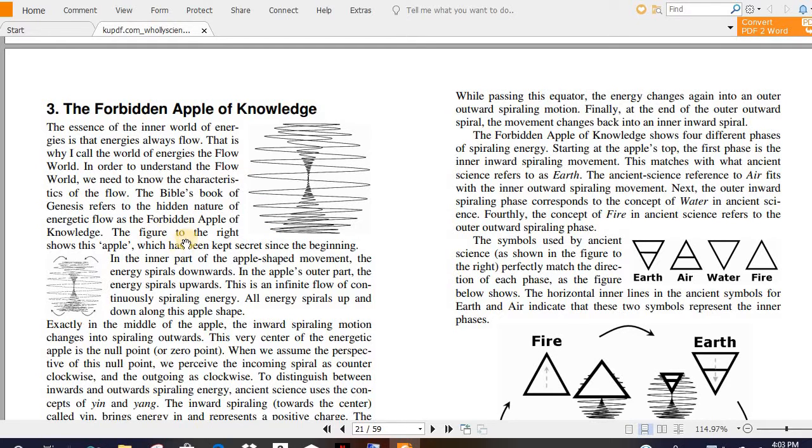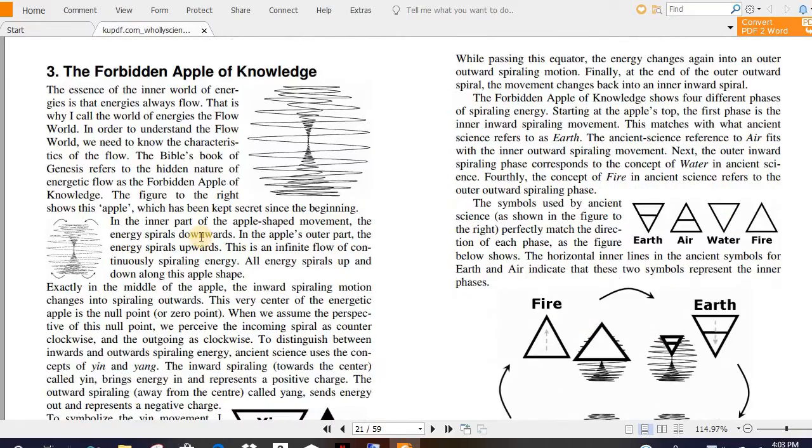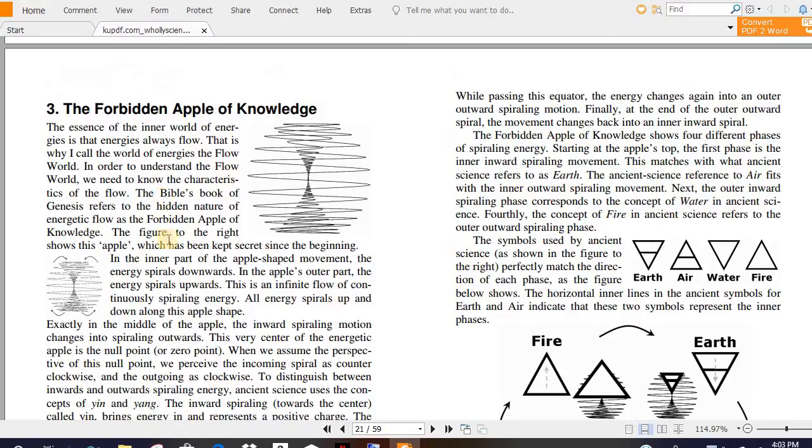I'm going to skim this one because there's some more important things down lower that are better information than what this is.